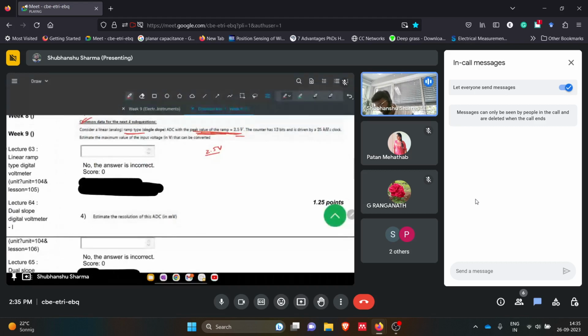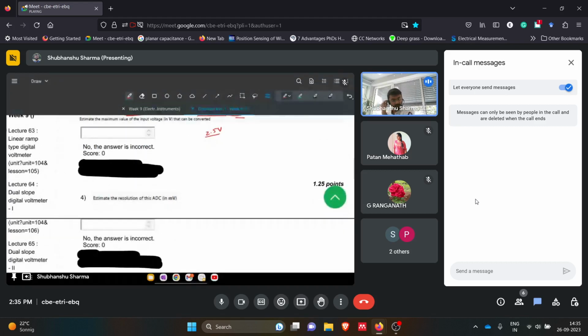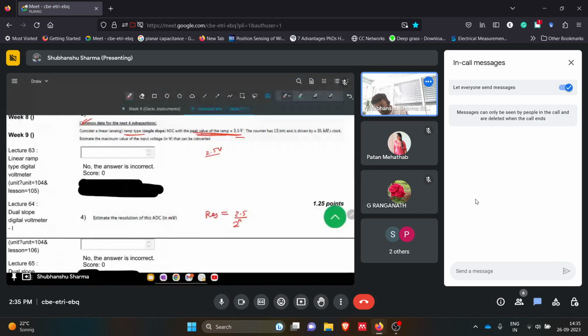And then the next question: estimate the resolution of this ADC. Resolution is basically the minimum voltage level it can measure or convert. We have the peak or maximum value of voltage which it can convert, which is 2.5 volts, and we divide it by 2 to the power n. You have seen somewhere that people use, instead of 2 to the power n, 2 to the n minus 1.